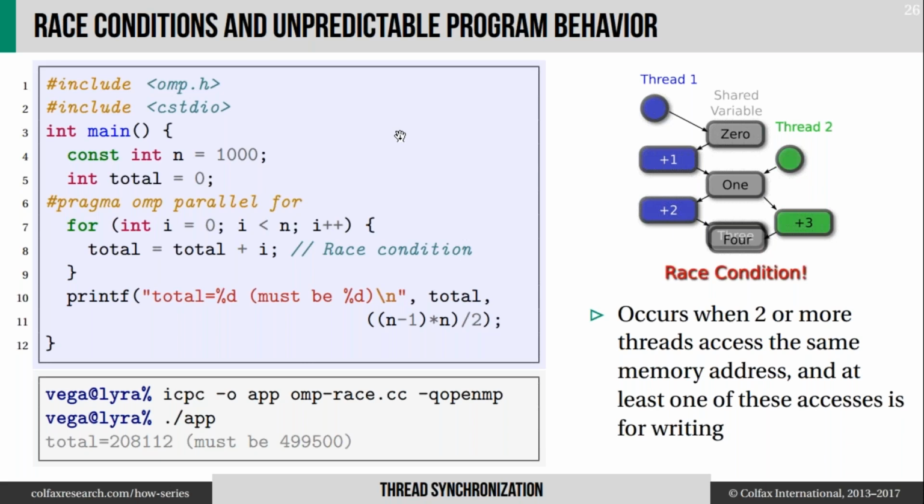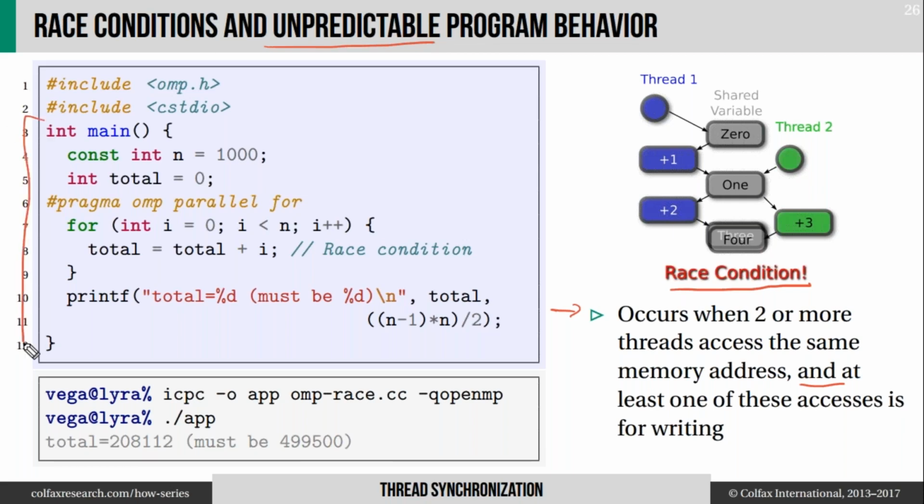The key concept with thread synchronization is a race condition or a data race. This is a condition that occurs when two or more threads access the same memory address, and at least one of these accesses is for writing. Two or more threads try to modify the same data. This is a race condition. Race conditions lead to incorrect and unpredictable program behavior, and you don't want them in computational applications.